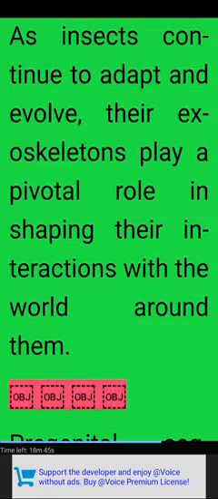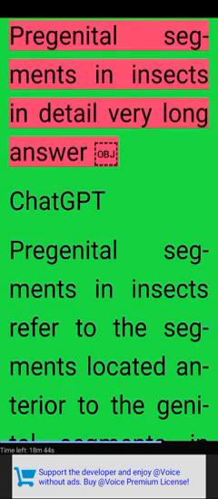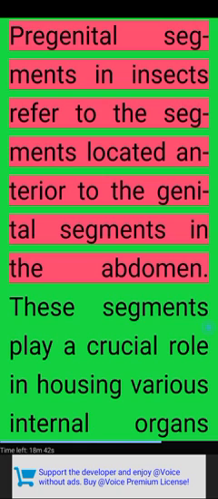Progenital segments in insects in detail. Very long answer. ChatGPT. Progenital segments in insects refer to the segments located anterior to the genital segments in the abdomen.